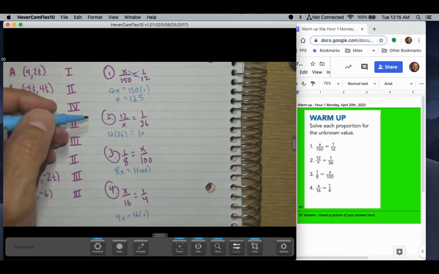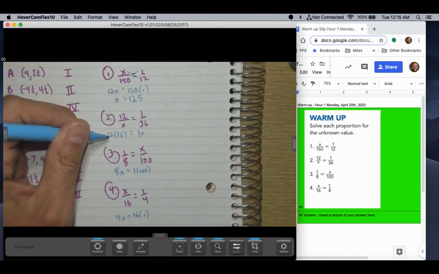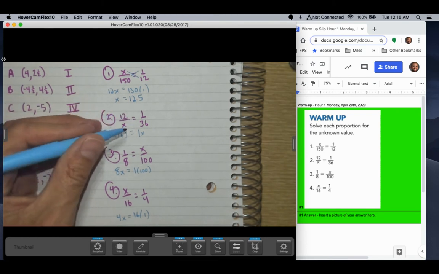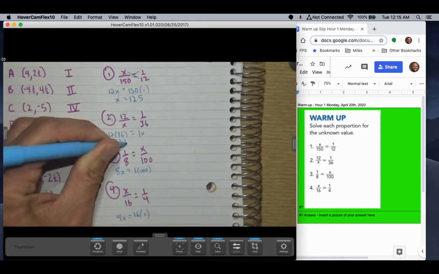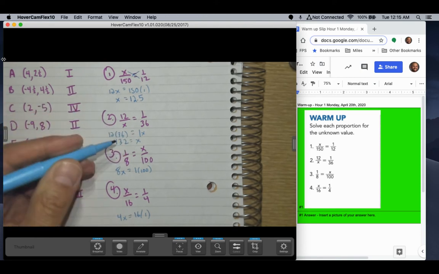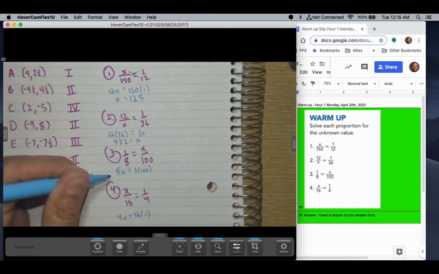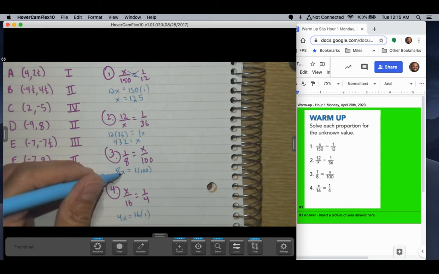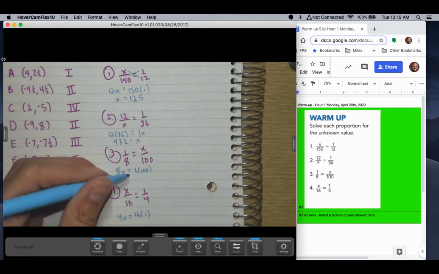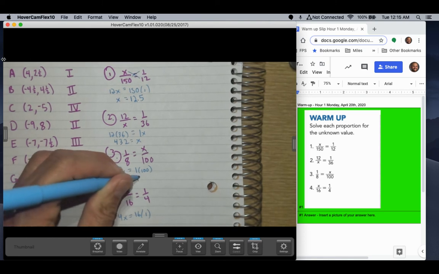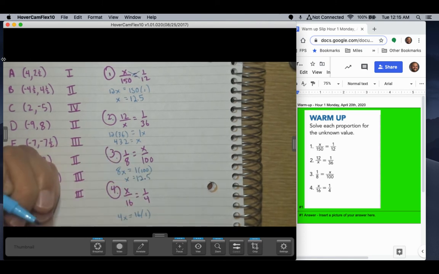All right. Then this one right here, we would have 12 times 36. On the other side, it's 1x. So 432 is equal to x. Next, we have 1 times 100, which is 100. And then we would divide by 8. So 100 divided by 8 is going to get it. So x is equal to 12.5.